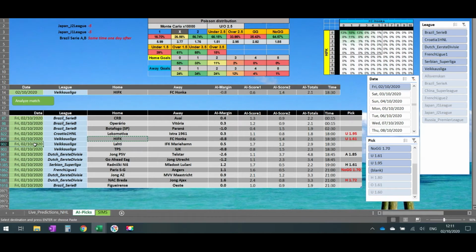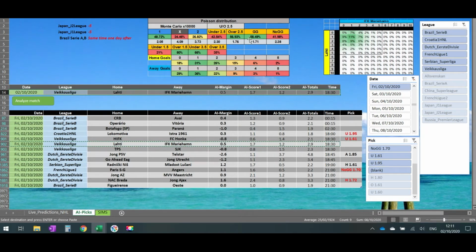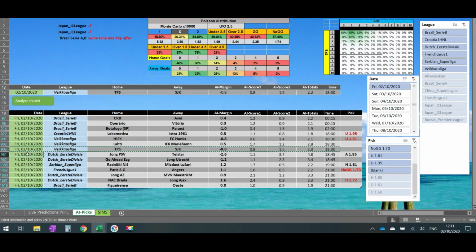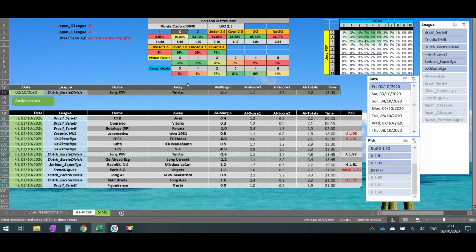Let's go and check Lahti. Analyze the match. We see that we don't have an indicator. Let's go then to the next match. Not an indicator. Let's go to the Dutch Eerste Divisie. Analyze the match. It seems that we have an indicator: over 2.5 goals, or the away team to win, or both teams to score. We have 3 indicators here.